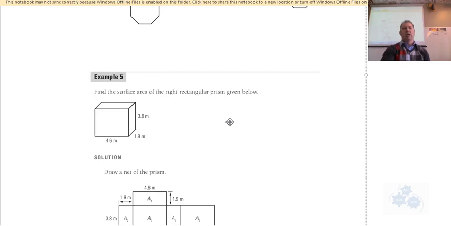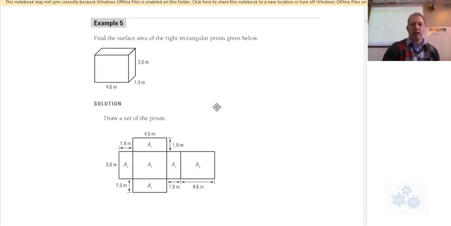All right, so this is going to be the last example we're going to look at before I set you off on your assignment. The final part of this day's lesson is that we're using the nets now to calculate surface area. I did that example for you earlier. This one is a bit easier because it doesn't have a triangle that we have to figure out. This one is just rectangles. But let's just walk through this real quick.